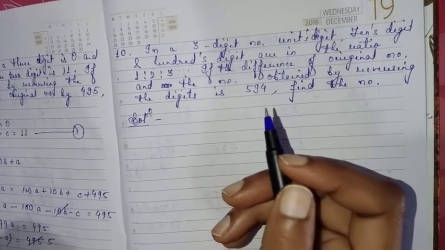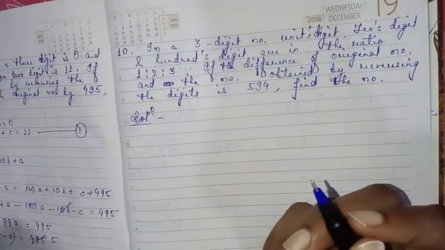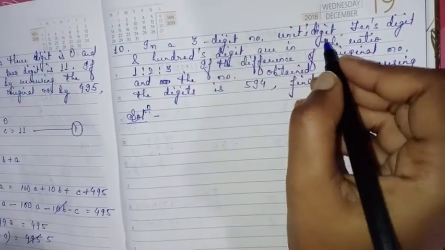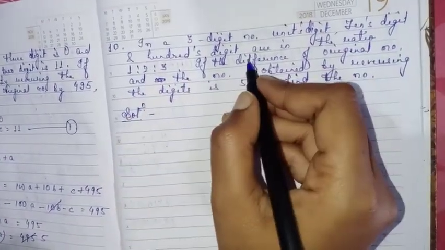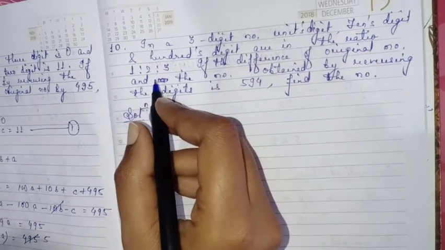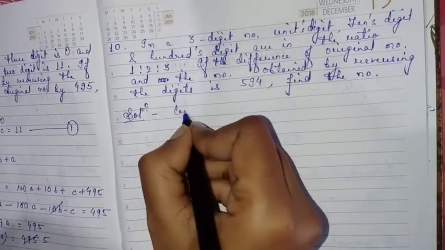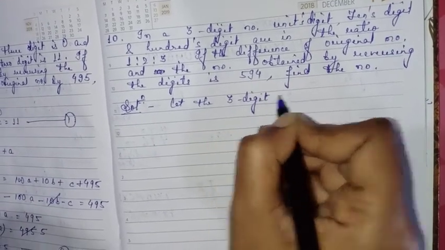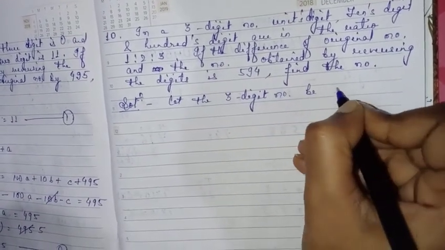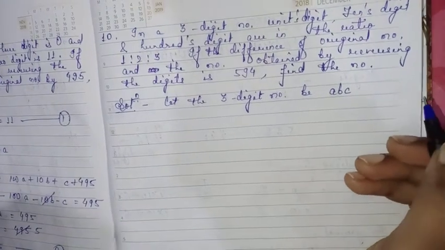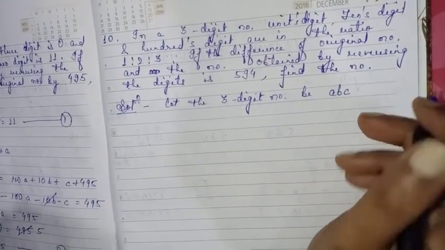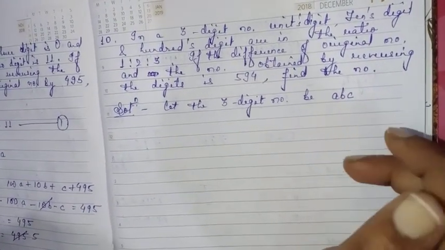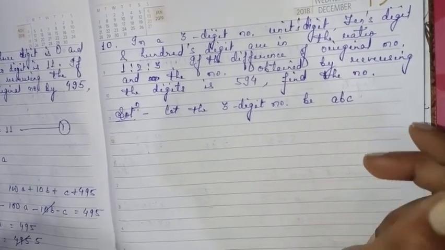So the next question, that is question number 10. Let's solve this one. In a 3-digit number, units digit, tens digit and hundreds digit are in the ratio 1:2:3. Let the 3-digit number be ABC. So let the 3-digit number be ABC.